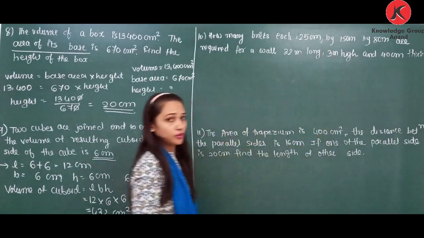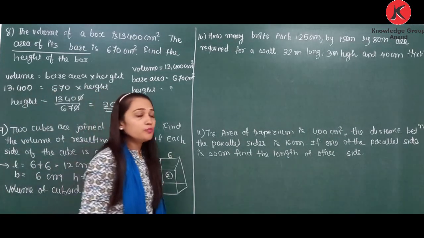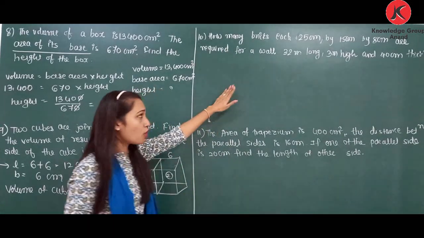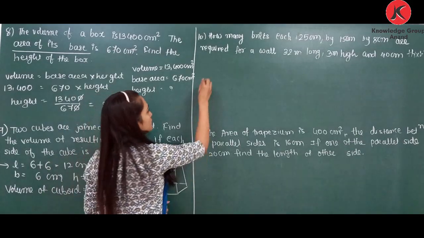Remaining are in centimeters. So first of all, we need to convert them to the same unit, and we need to find the volume of bricks and the volume of the wall and divide one by the other. Clear? So let's start here.